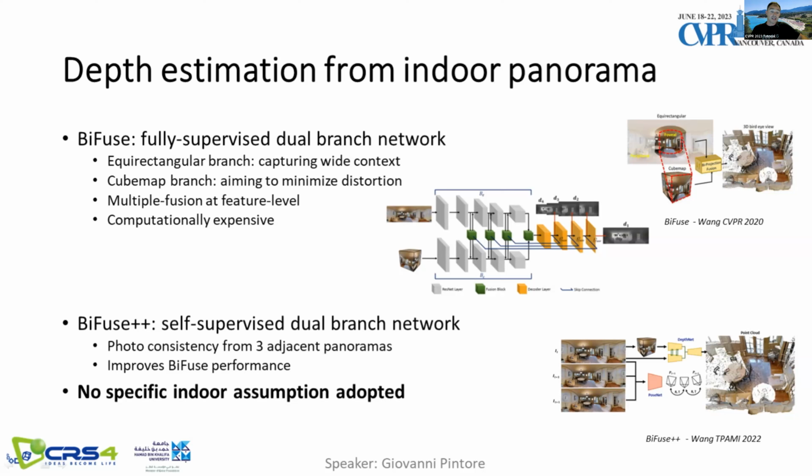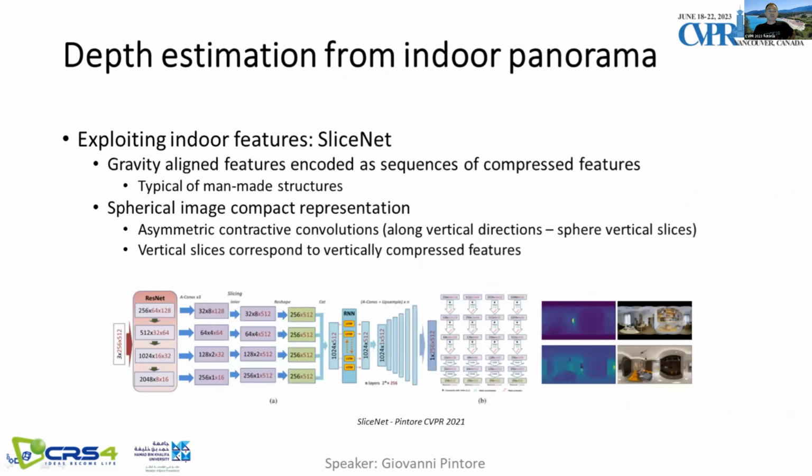In the latest improvement, the same authors improve the original pipeline and introduce a self-supervised approach by exploiting photoconsistency between three adjacent panoramas, with a lower computational cost than the original pipeline. The methods seen before adapt generic perspective baselines to spherical images, trying to reduce the spherical distortion and without considering the inner features of the scene.